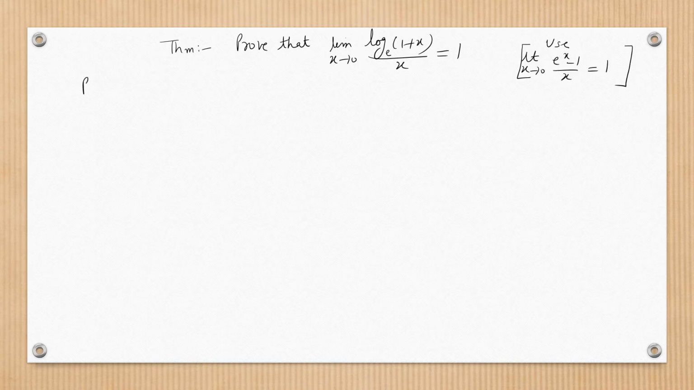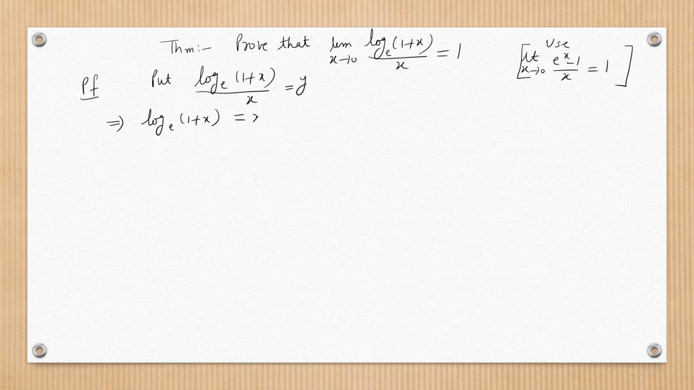Let us see. Firstly, I will put this result, whatever I am desiring to prove, as y. So (1 plus x) upon x is equal to y. This will imply log to the base e of (1 plus x) is equal to xy. Okay, this is equal to xy, right?